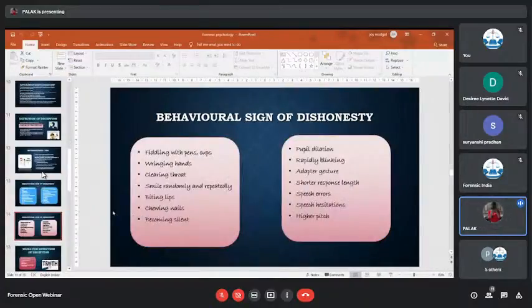fiddling with pens or cups, wringing hands, clearing throat, speaking simply, randomly and repeatedly, biting lips, chewing nails, becoming silent, pupil dilation, rapid blinking, adaptor gestures, short response length, speech errors, speech hesitation, and higher pitch.